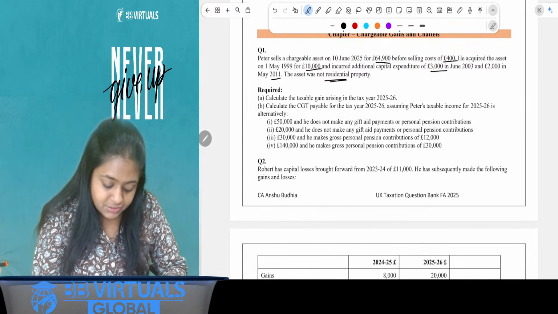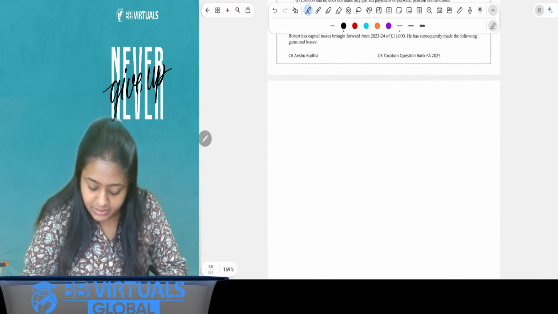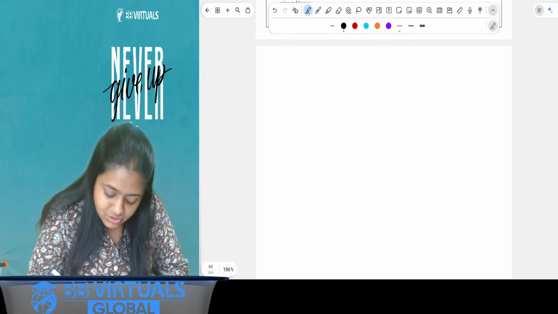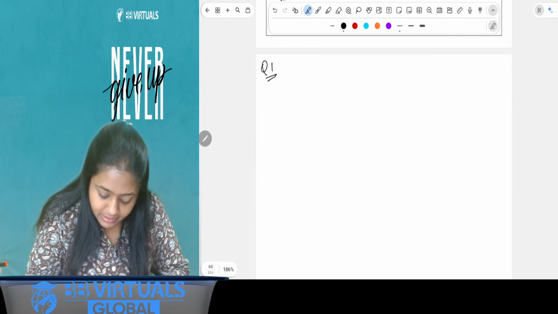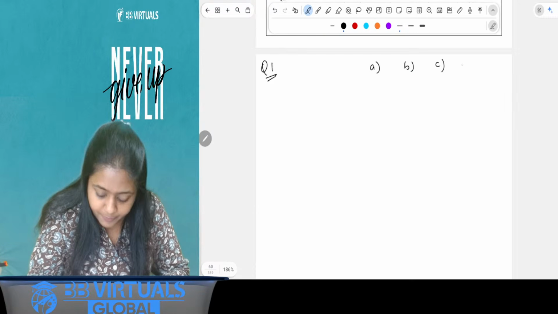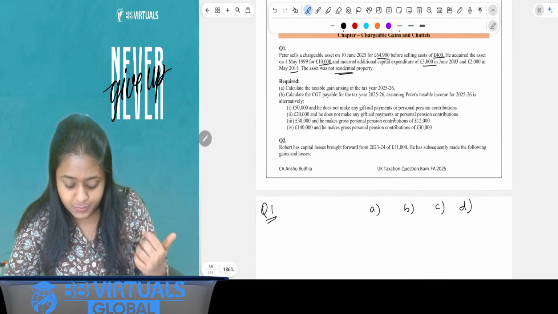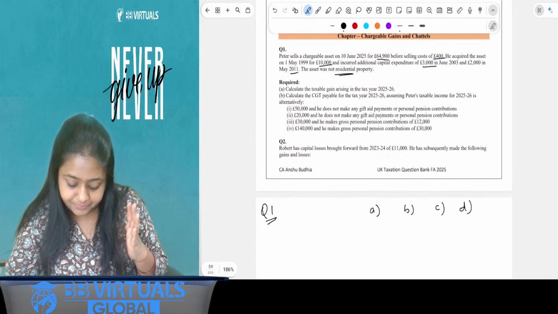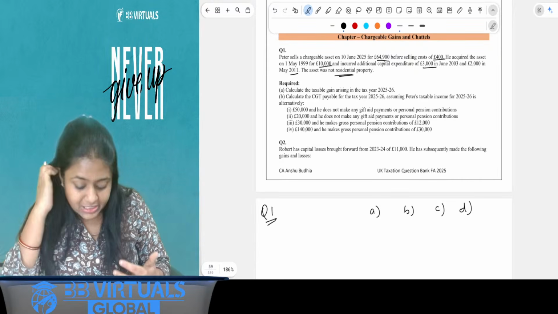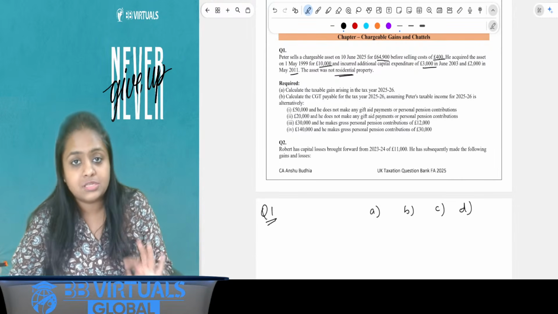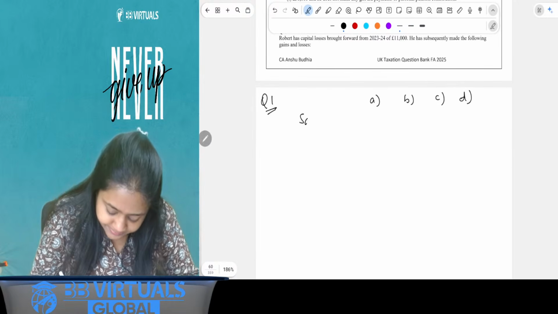Let me just insert one sheet here so that we can solve it very comfortably. Here we have four options and I will list down all four. I am doing question number 1 here. Here I will list down option A, option B, option C and option D. What is the first thing when we have to calculate taxable gain as well as the CGT payable? First let's calculate the chargeable gains normally, because what is changing is only the taxable income, so only tax will change, chargeable gain will remain the same. Let's have the sale proceeds.